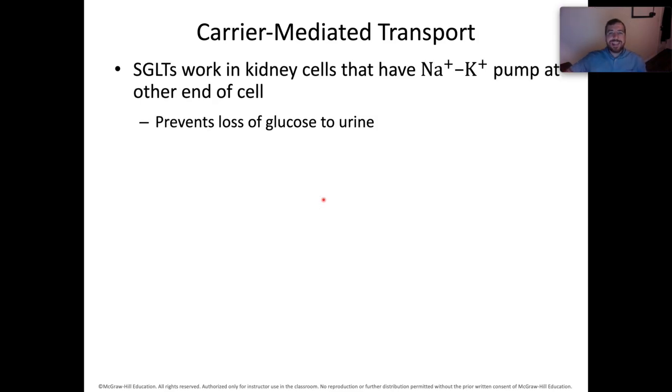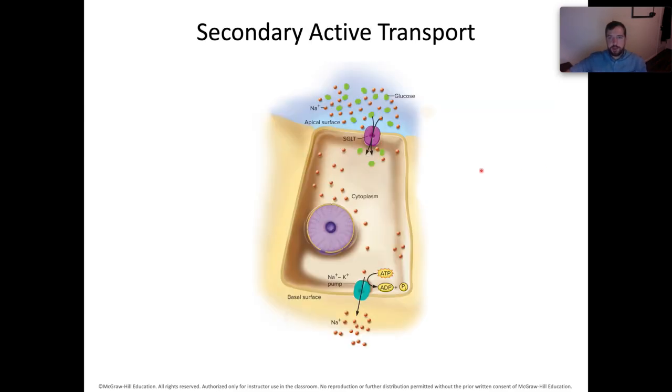For example, these work in kidney cells that have the pump at the other end of the cell, and this is the mechanism by which glucose is conserved in the urine unless you have diabetes or something like that. So this is secondary active transport here. Because we're creating this sodium gradient, we can harness it on this end to bring in glucose. Sodium is being pumped out, so there's net negative sodium in the cell. We take advantage of that by bringing it back in on this end, and we can bring glucose along with it, saving ourselves a little bit of energy.